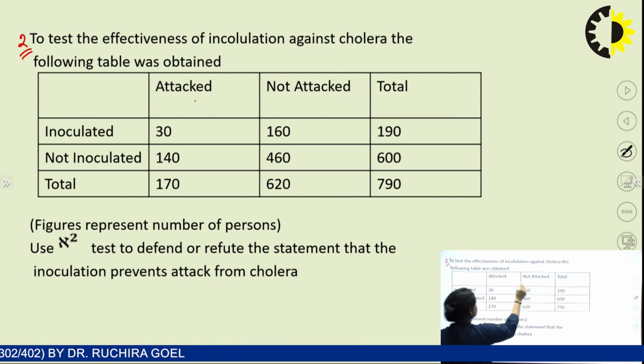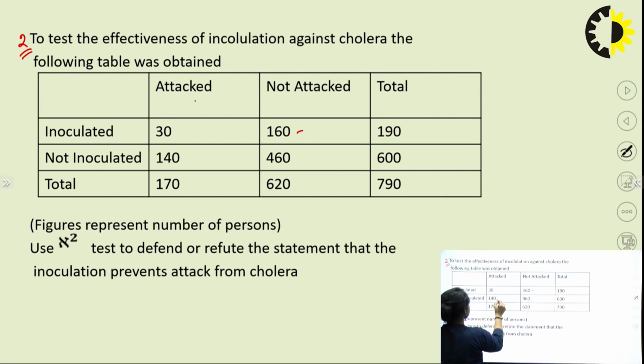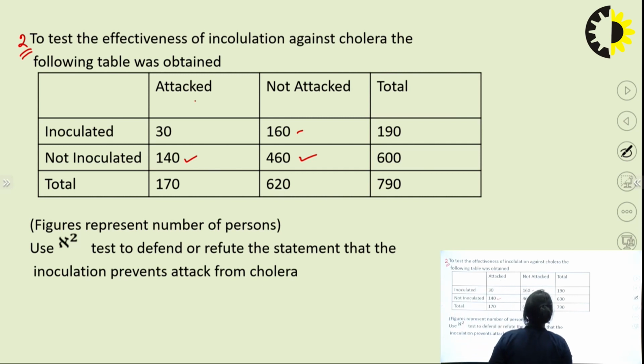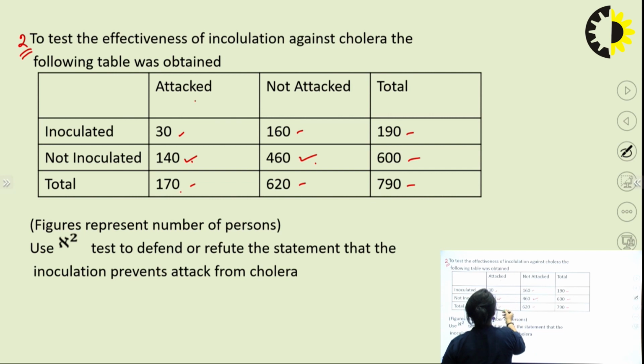Inoculated patients who were not attacked by cholera was 160, and not inoculated patients who were attacked was 140. Then not inoculated patients who were not attacked was 460. So these were the tabulated values given to us. If we see the totals, row wise and column wise, 30 plus 160 comes out to be 190, 140 plus 460 comes out to be 600, 170 plus 620 comes out to be 790. In any situation we have 30 plus 140 as 170 and 160 plus 460 as 620.